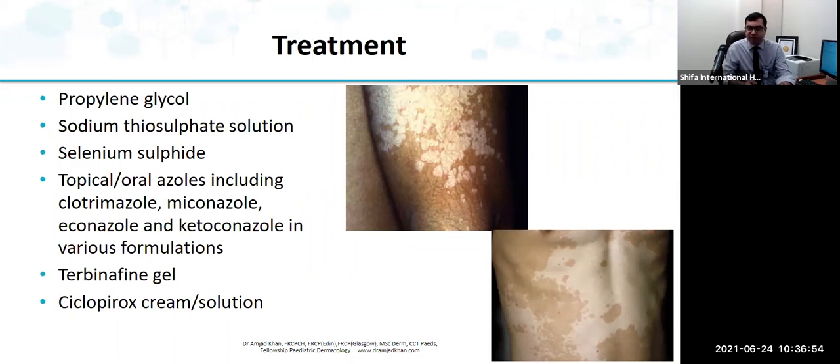You can use selenium sulfide shampoo, Selsun. There are so many other brands available, but not the common ones. The problem is we need to have the appropriate percentage, so it should be 2.5% at least.